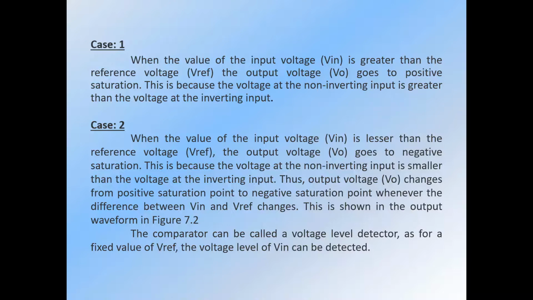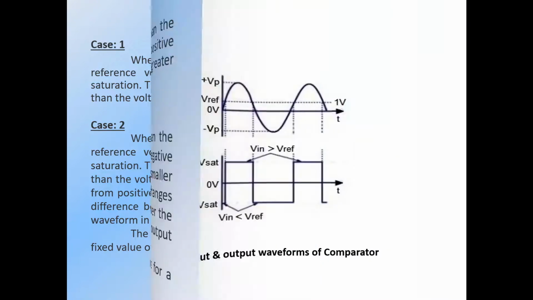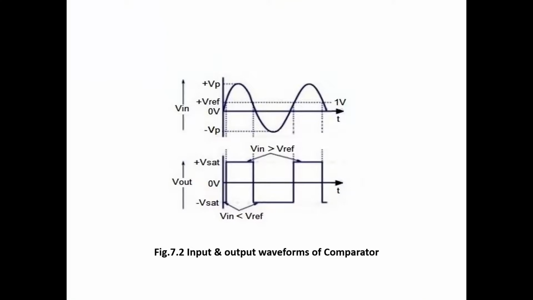This input and output waveform is shown in figure 7.2. The comparator can be called a voltage level detector, as for a fixed value of reference, the voltage level of Vin can be detected. This is the input and output waveforms of a comparator circuit.